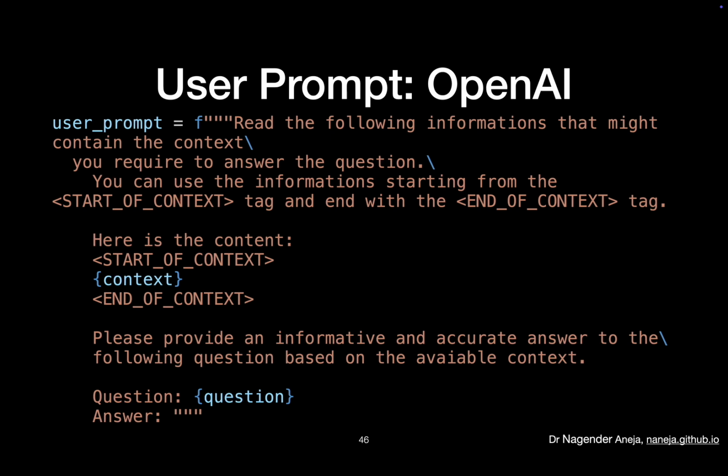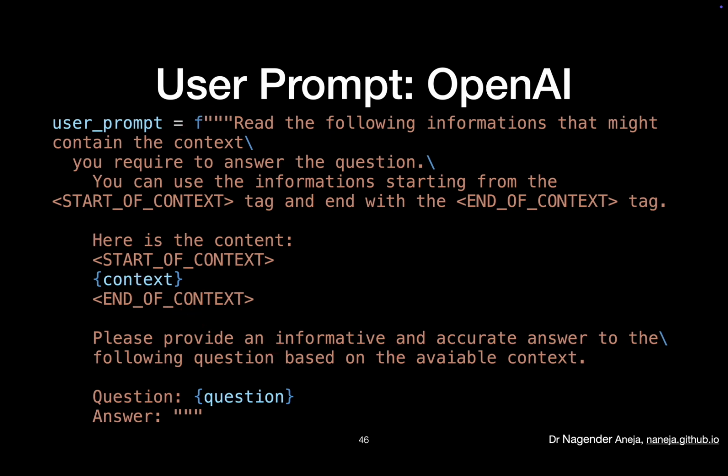So you can use the information starting from the start of the context tag and ending with the end of the context tag. We're telling it that that's where the information starts and that's where the information ends. So you need to use the information available there, and here is the start of the context, and then we pass this context, which was the complete paragraph generated by merging all the relevant indices. So that's the context that will be replaced, and this is a formatted string, and then the end of the context.